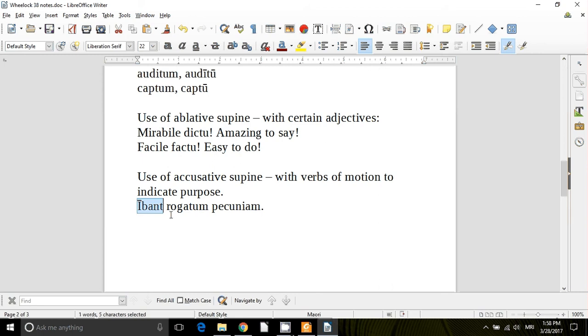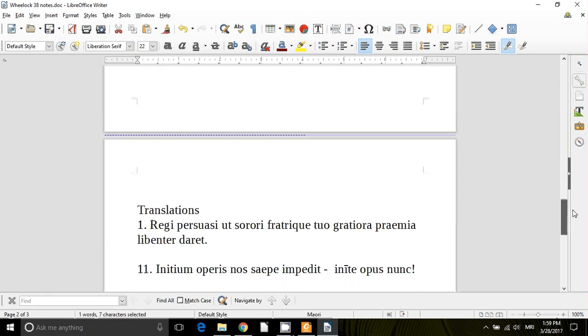So ebant, they went, rogatum, to ask. They went to ask for money. Now in English we would just use the infinitive there. In this very limited case, Latin uses the supine. So you should be able to recognize, hey, this is obviously from a verb. In fact, it looks like the perfect passive participle, doesn't it? But here it's actually this archaic form, the supine. Again, be able to recognize it when you come across it in a translation, but it's not something that's going to happen very often.